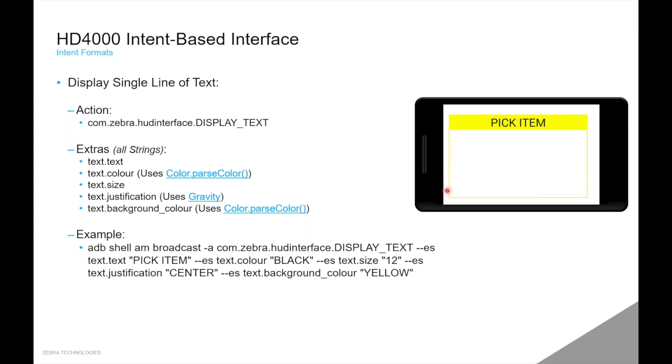So we have a yellow border here, which defines the HUD view. So this is an exact representation of the HUD view. And then this line here is our line of text that we've just sent via the intent. So you can see there it says pick item, black font on a yellow background.